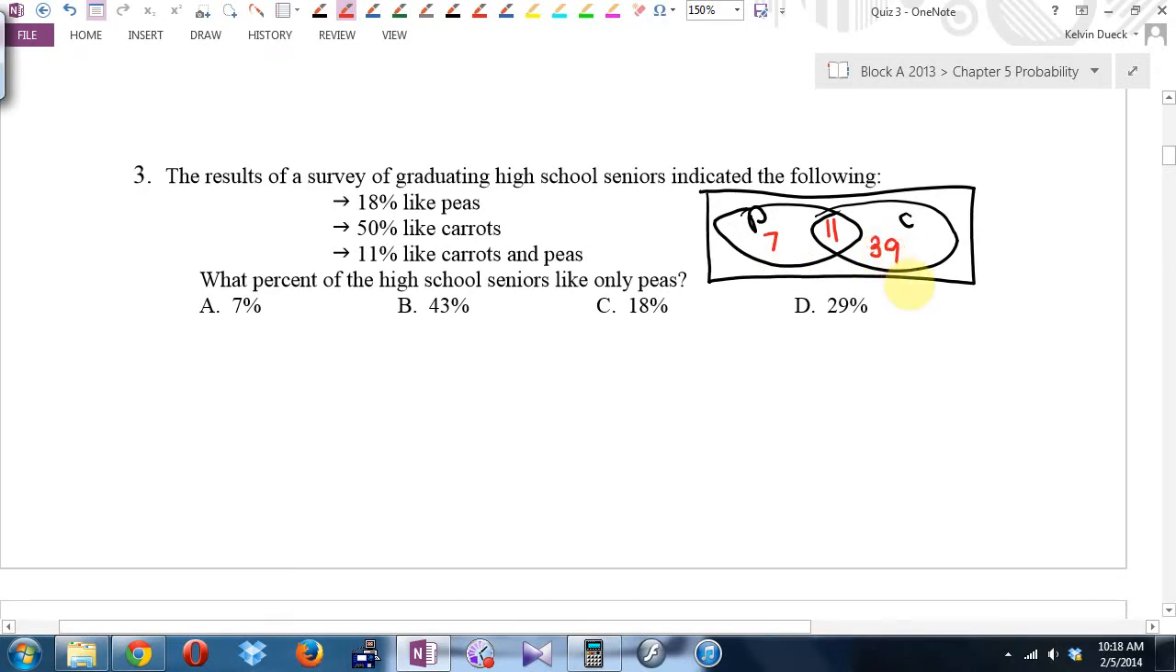What do all the percentages have to add to? 100. Right now I have 7, 11, and 39. What's going to be outside the 2 circles? 43. Now I can answer the question. The question says, what percent of high school seniors only like peas?